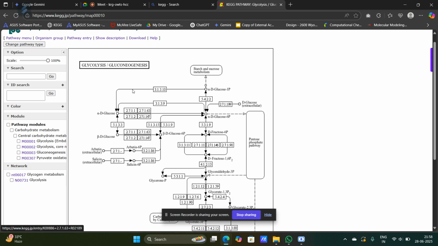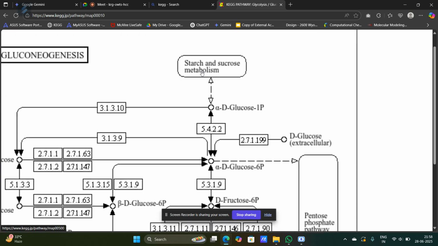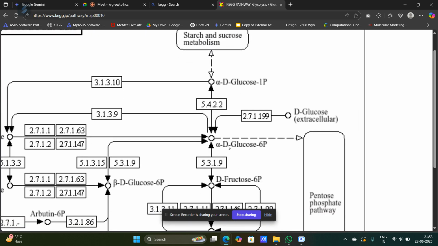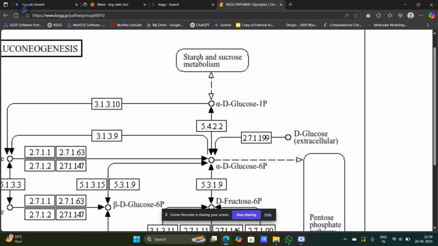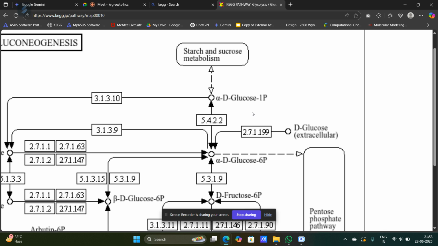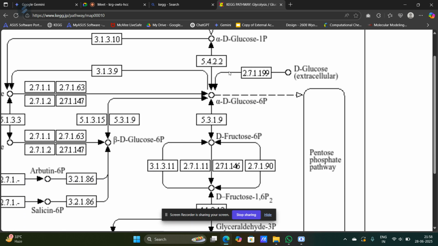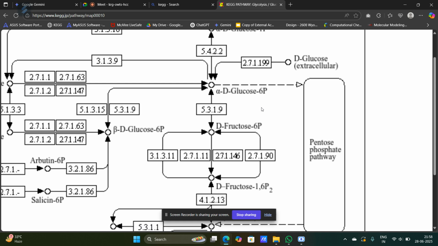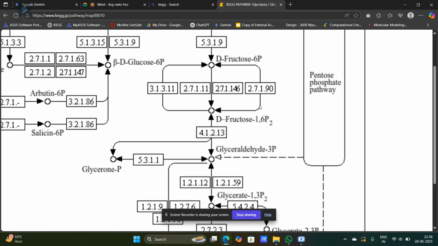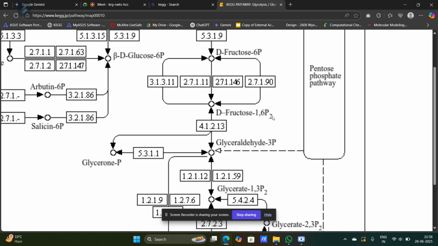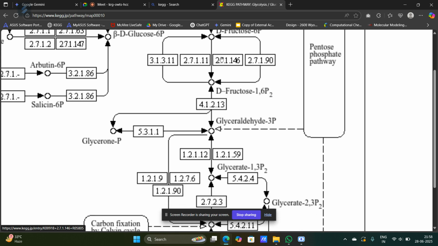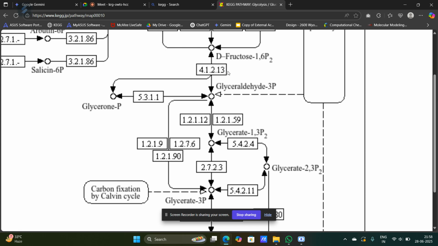Okay. So whatever you can see here is the flowchart, and you can see there is starch and sucrose metabolism here, and it gets converted to alpha D glucose 1 phosphate, and then it gets further converted to alpha D glucose 6 phosphate, and then D fructose 6 phosphate, D fructose 1,6 biphosphate. Are you guys able to understand this? I think this is what we have learned in 12th.